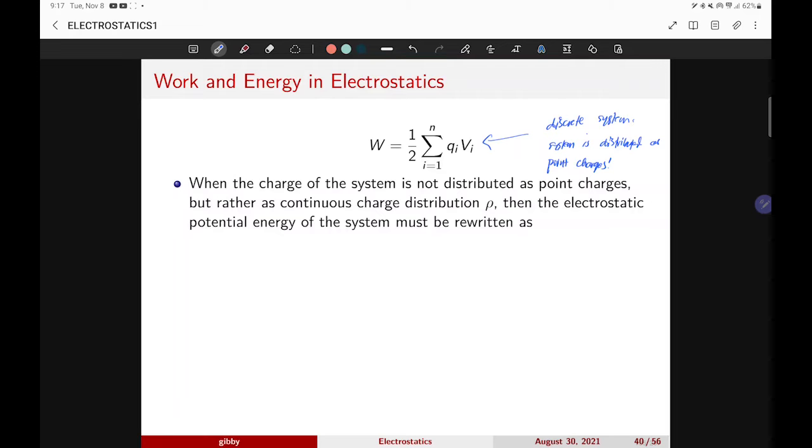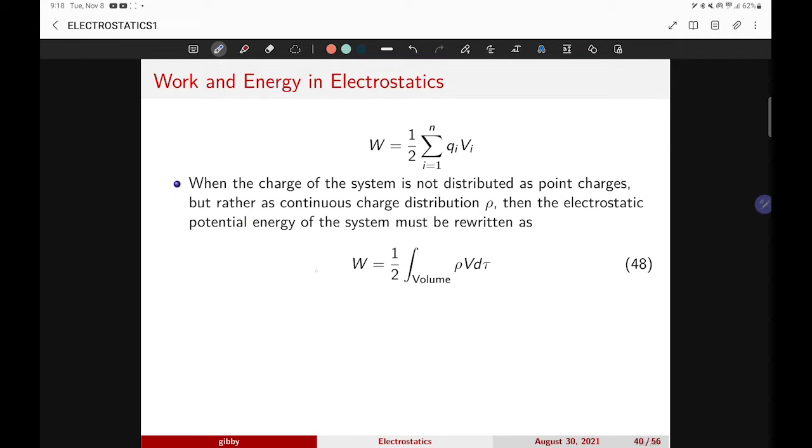For example, we have a metal rod, a metal ball, or spherical or cylindrical types of objects. Those are continuous, meaning the electrons are spread out in a particular region. It is not a point charge distribution, but rather a continuous one. So we have rho, which is the charge density or the volume charge density. Then the electrostatic potential of the system must be written as this one.